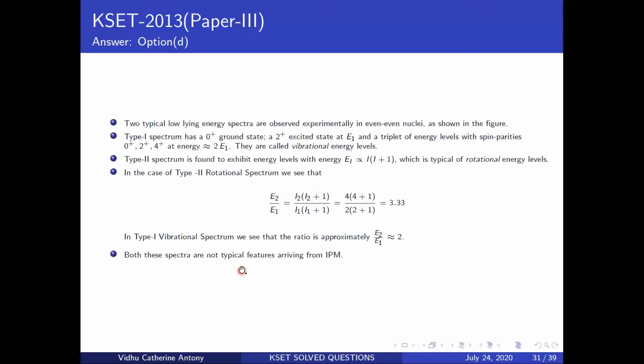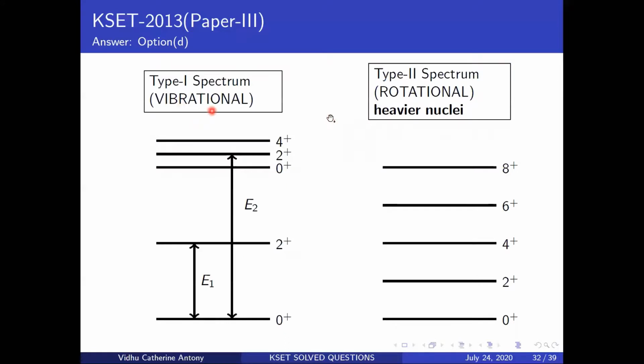It comes very handy in GATE problems. Both of these spectra do not arise from the independent particle model. I told you what happens: first you had your independent particle model, then you had your collective model, and then several other models come up. The independent particle model was not enough, so they invented this collective model to describe the systems that you have.